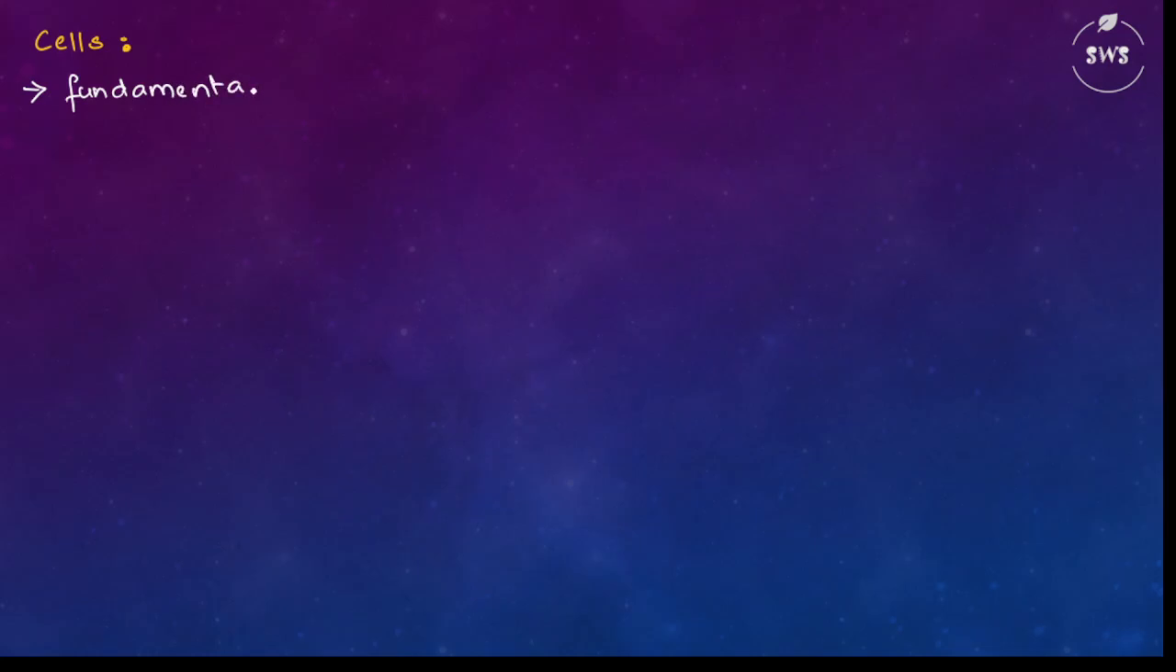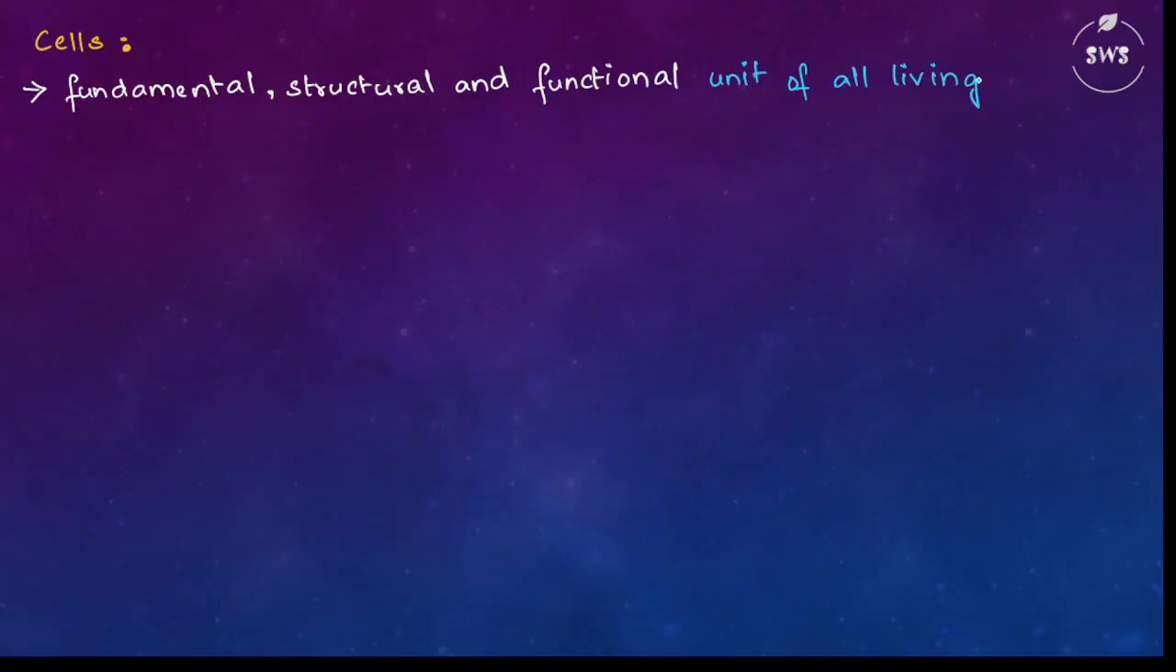fundamental, structural, and functional unit of all living organisms. It's a very simple definition. We have been learning this definition since our childhood. But in this particular grade, in ninth grade, you will be understanding the meaning of these words.